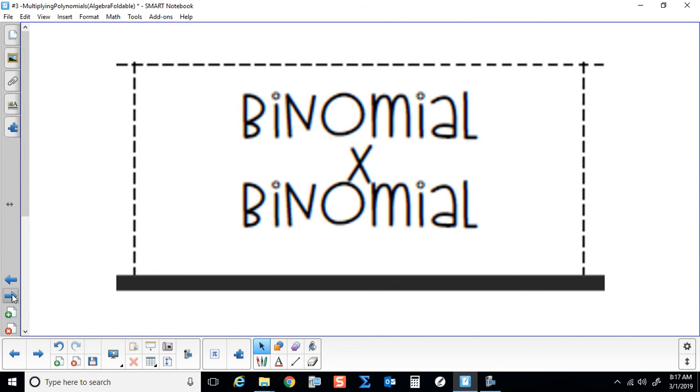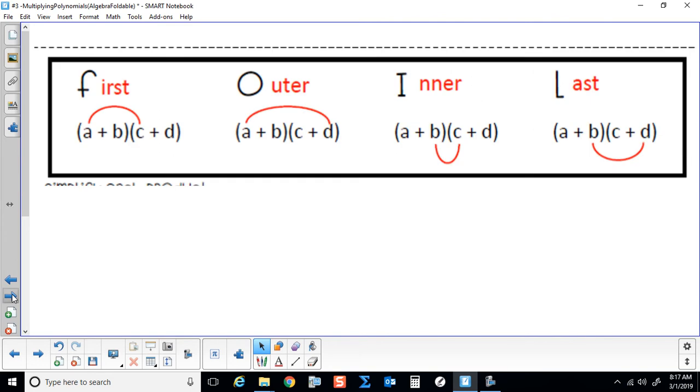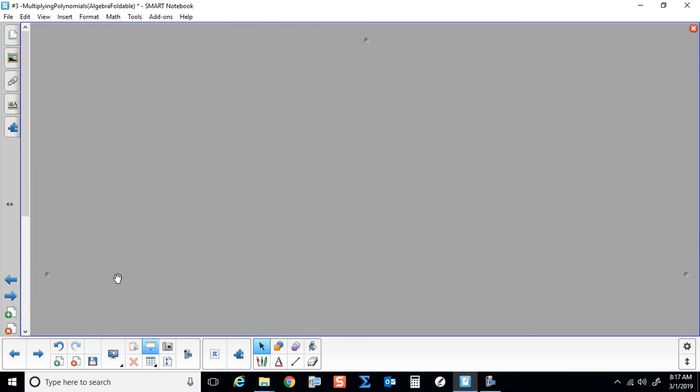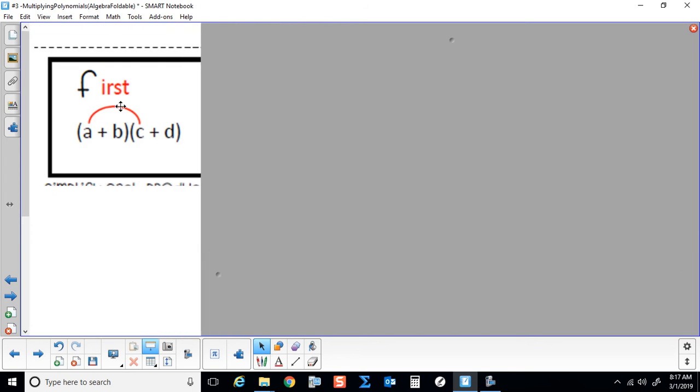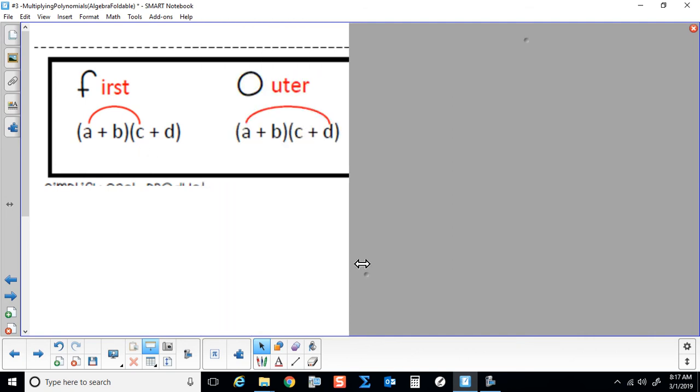So now we're going to multiply a binomial times a binomial. And we're going to use the acronym FOIL, F-O-I-L. So the F stands for first, so we multiply the first terms together, A times C. The O stands for outer, then we multiply the outer terms, A times D. So in essence, we are distributing the A in the first binomial to the C and D in the second binomial. So A times C, A times D.